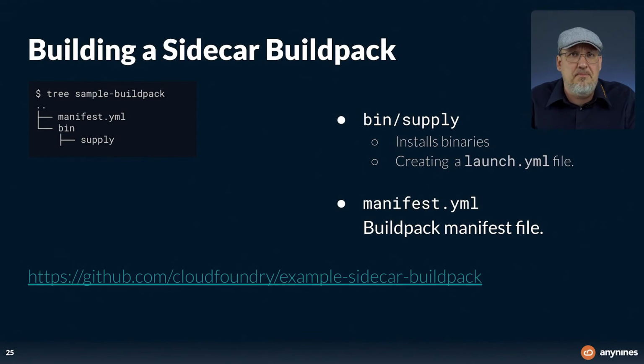If you create the launch.yaml file, then the section in the application manifest where you define the sidecar would be obsolete. You just have to mention which sidecar buildpack you would use. The manifest.yaml is just a description of the sidecar buildpack itself.